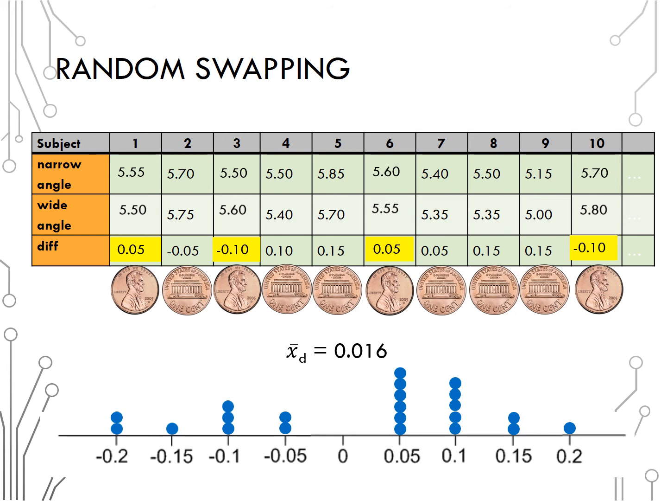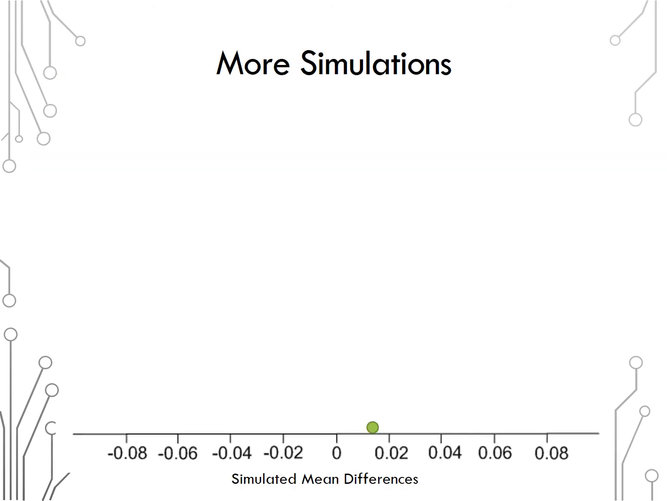From our simulation, the mean of the new set of differences is 0.016. That is certainly less extreme than the observed mean difference of 0.075, which is what we would expect. Finally, in these simulations, we did not get any values that were as extreme as our observed mean difference of 0.075. Let's create more than 26 repetitions though.